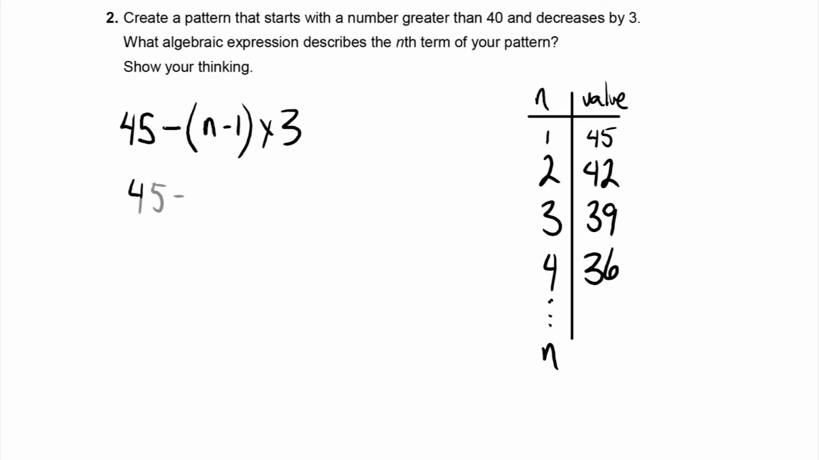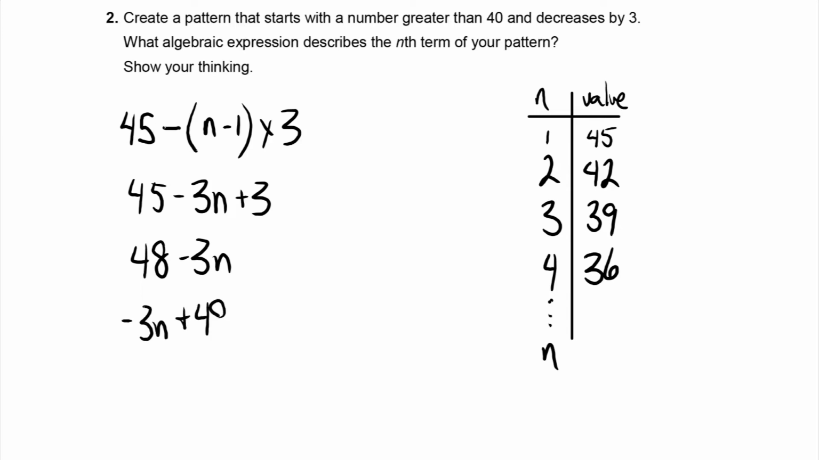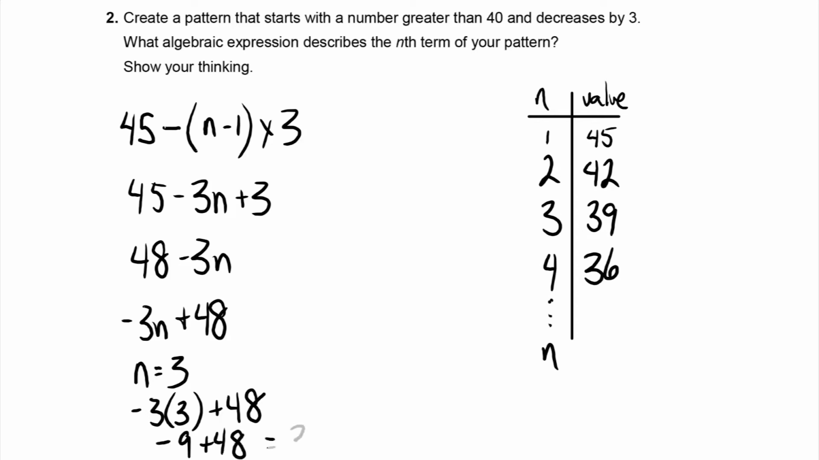So 45 minus 3n plus 3, that's 48 minus 3n, or you could say minus 3n plus 48. Let's see if that works out when we put in the value of 3 for n. N equals 3. That means we've got negative 3 times 3 plus 48. Negative 3 times 3 is negative 9 plus 48. 48 minus 9 is going to be 39.